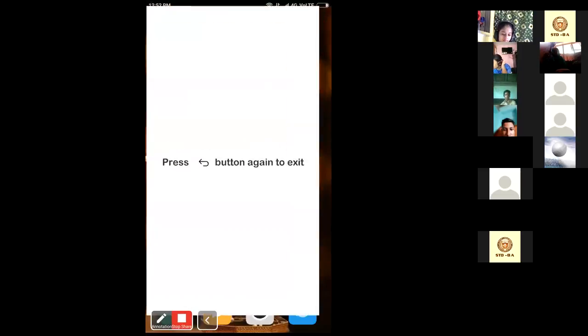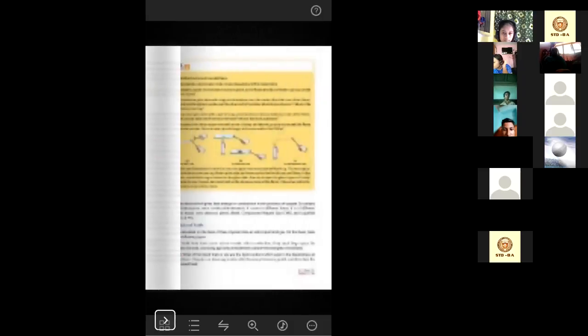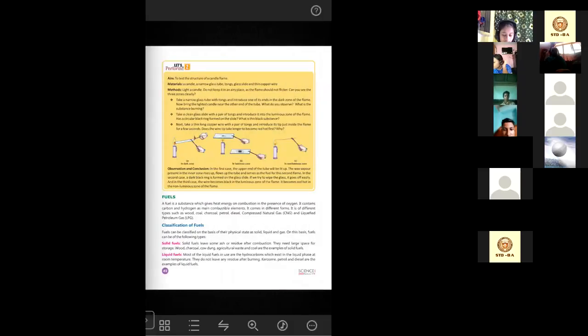That's enough for now. Now let's continue this chapter. The same thing you will see here in the activity part, to test the structure of a candle flame. The materials you need are a candle, a narrow glass tube and tongs, a glass slide and thin copper wire. The method: light a candle, do not keep it in any airy space so that the flame does not flicker. Can you see the 3 zones clearly? Just light a candle and try to see the 3 zones clearly.